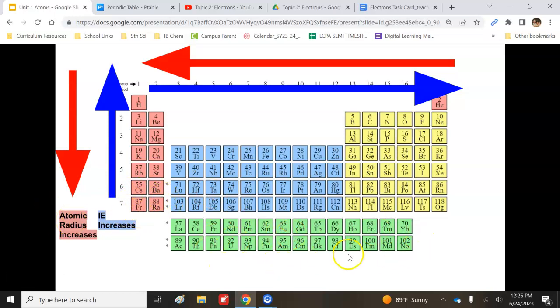We kind of don't really talk about the green ones down here. We're really only focusing on this first little rectangle area. So francium is going to be my biggest. Helium then going to be my smallest.